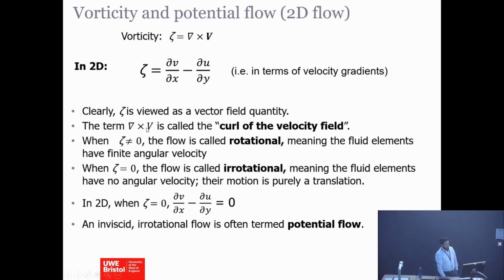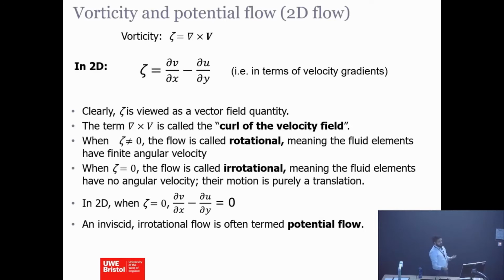Now, mathematically, also, delta times v is called the curl of the velocity field. I'm sure you've seen that in maths. And what is of interest to us is two cases. When the vorticity is 0, that means that product delta times v is 0. We call that irrotational flow, which means there is no vorticity, i.e. there is no rotation in the fluid. All the fluid elements might be doing other things, but the one thing they're not doing is rotating.